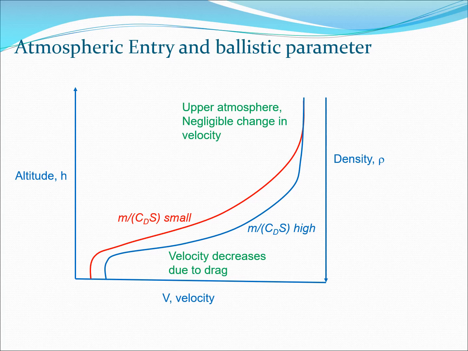So essentially the ballistic parameter controls the kind of trajectory you go through once you enter the atmosphere of the earth. So that's why that parameter is important, and you could control it by manipulating the mass of the spacecraft by looking at the CD value and also the area which you have. So by tailoring that particular value, you can tailor the entry mechanics or the trajectory of the vehicle.